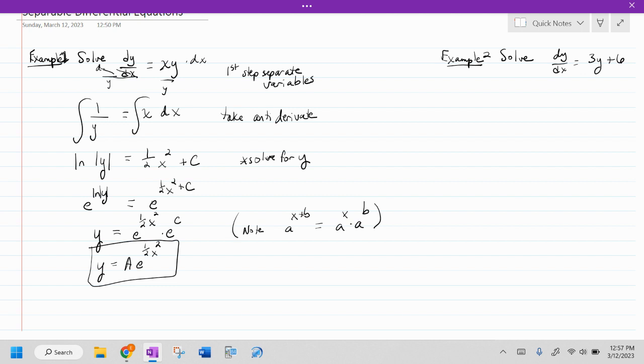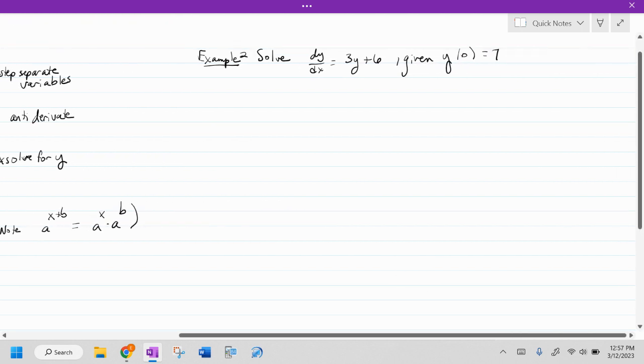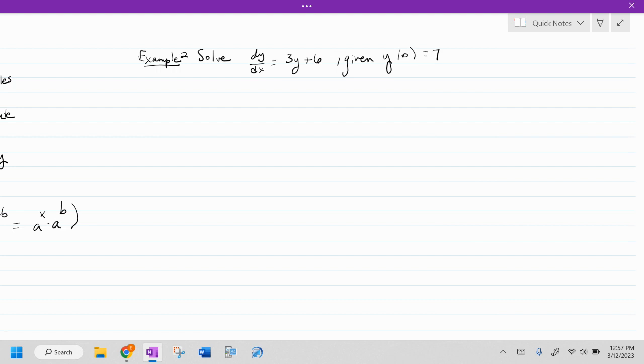Okay, let's look at the next example. So we're going to go to example 2. We're going to solve dy over dx is equal to 3y plus 6, given y of 0 is equal to 7. So in this situation, we do have an ordered pair. So we will be able to plug in the ordered pair and get what's called the particular solution to the differential equation. Okay, so I need to separate my variables first.